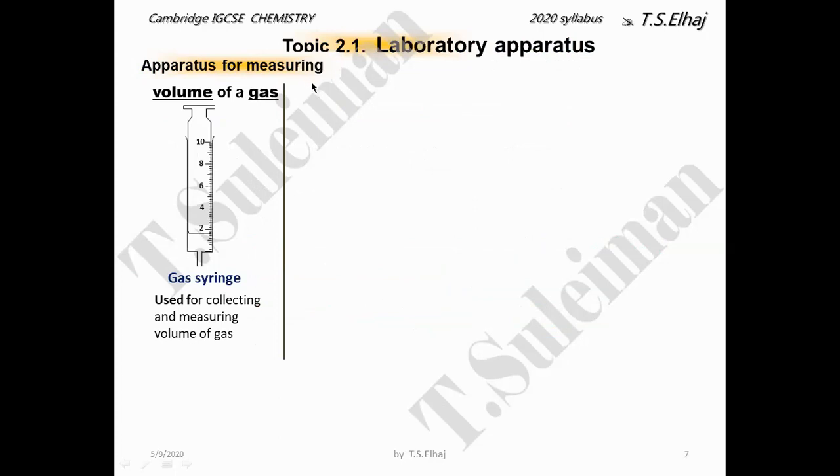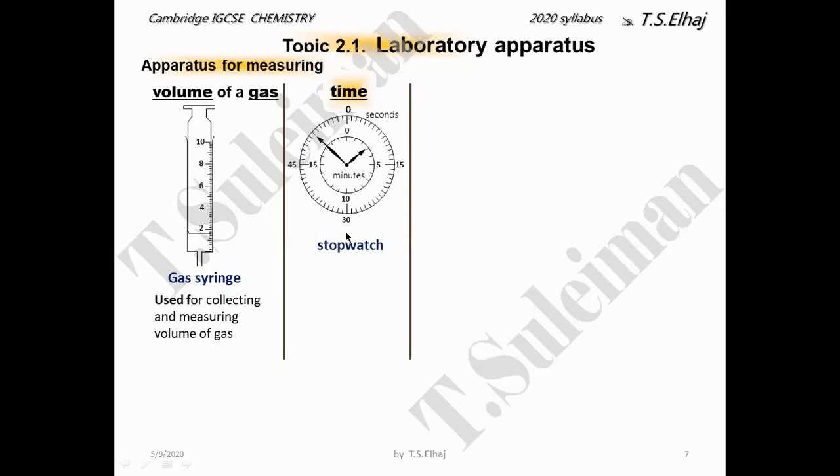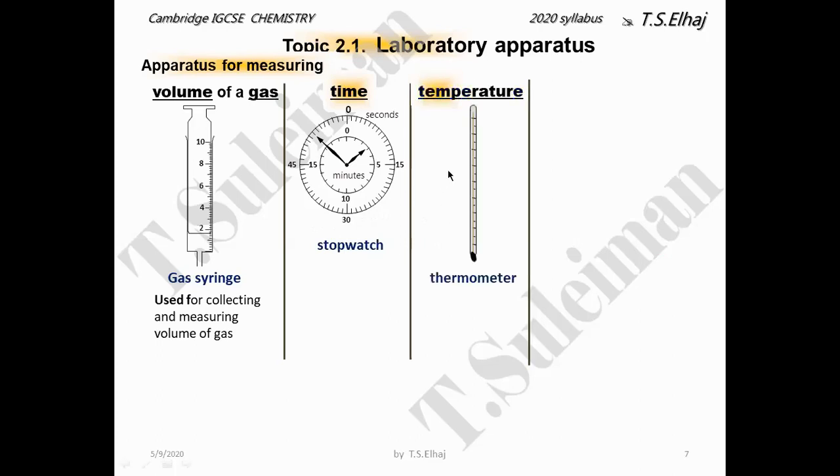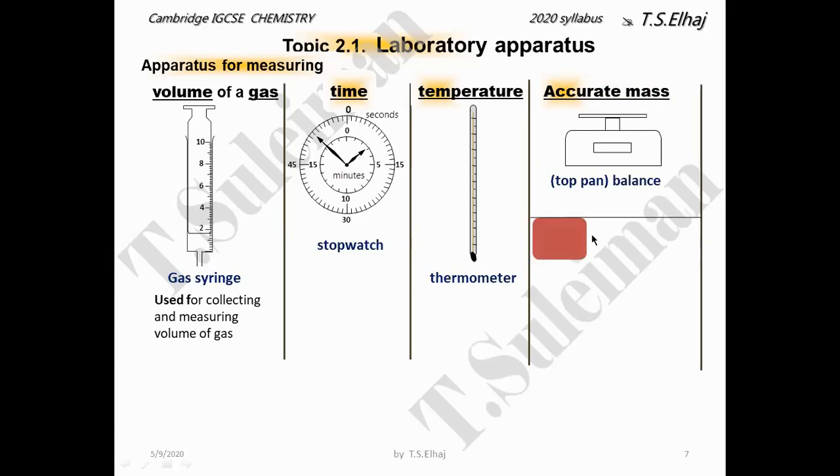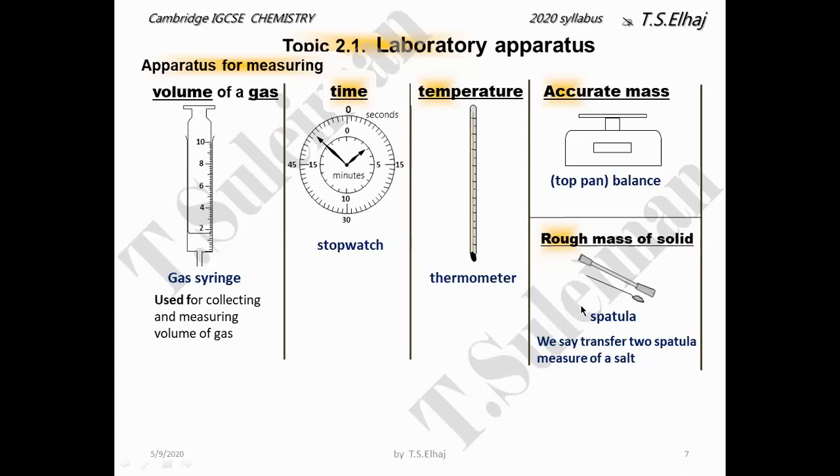Apparatus for measuring volume of gas is gas syringe, used for collecting and measuring volumes of gases. Time. We use stopwatch to measure time in the lab, and it is accurate. Temperature. We use the thermometer. To measure accurate masses, we use top pan balance. But if we need rough mass of solid, we use spatula.